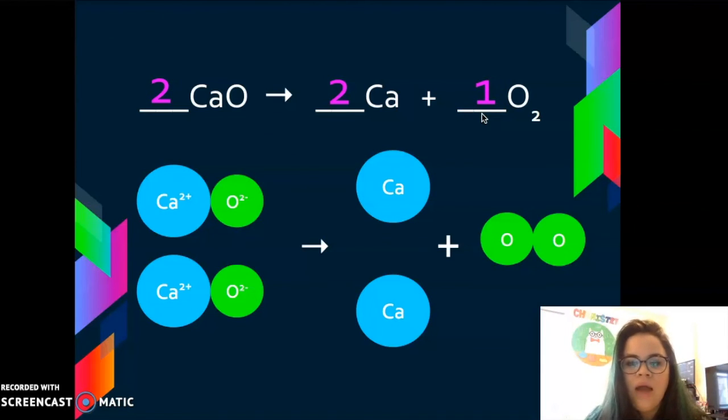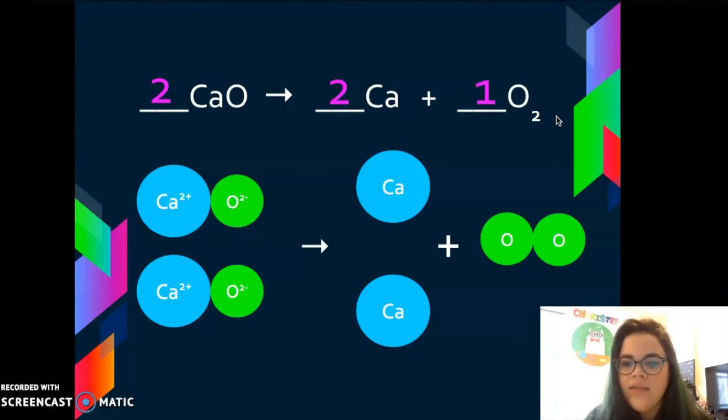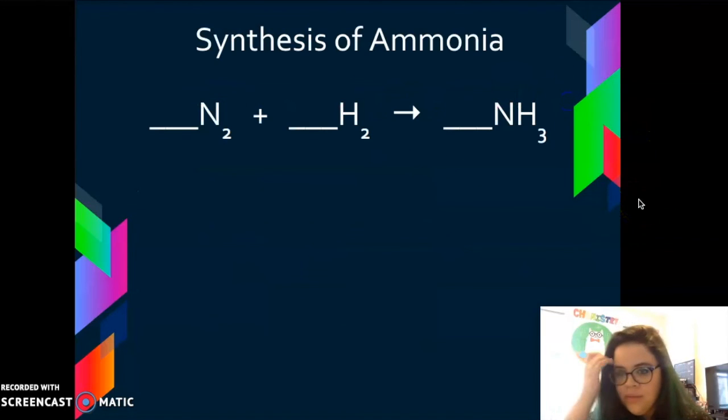But let's say a student accidentally wrote 2, 2, and 4, 4, and 2. Technically, that would be balanced: 4 calciums, 4 calciums, 4 oxygens, and 4 oxygens. But the ratio 4 to 4 to 2 is not simplified. And that is something that you are expected to do to accurately balance equations. And so 4, 4, and 2, because they are all even numbers, you can divide them by 2 and get 2, 2, and 1.